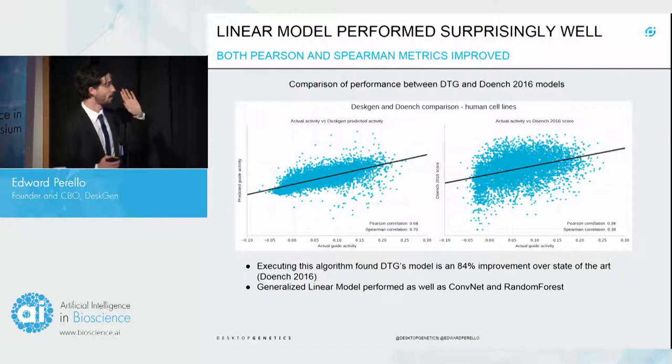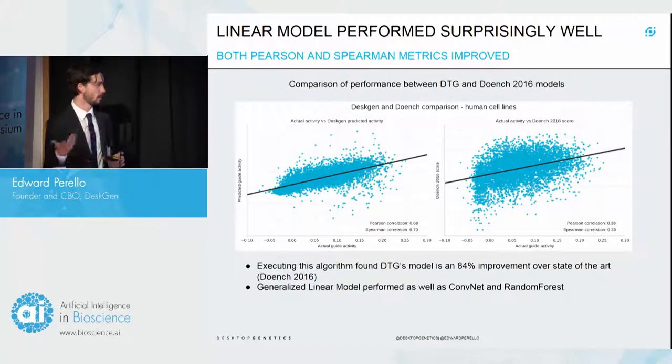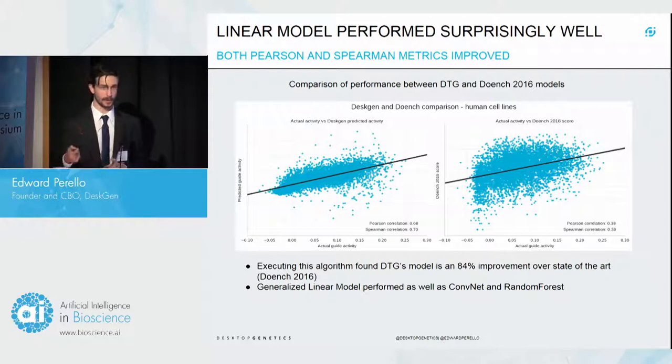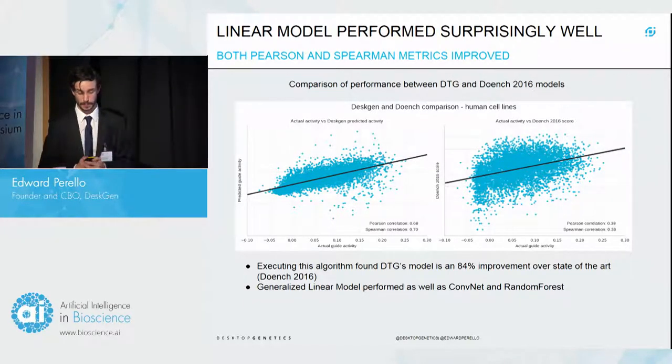So how did we do? So up here on the left is you have our model, which is Dunn 2017, named after Mark Dunn. And then over here on the right is the gold standard in the industry at the moment, which is the DENCH 2016 score. Both of these are activity scores. And what we show is that we're basically trying to predict the rank of guides based on the likelihood of their ability to elicit the result that we're after, in this case, knockout. And this was all done with SP-Cas9.